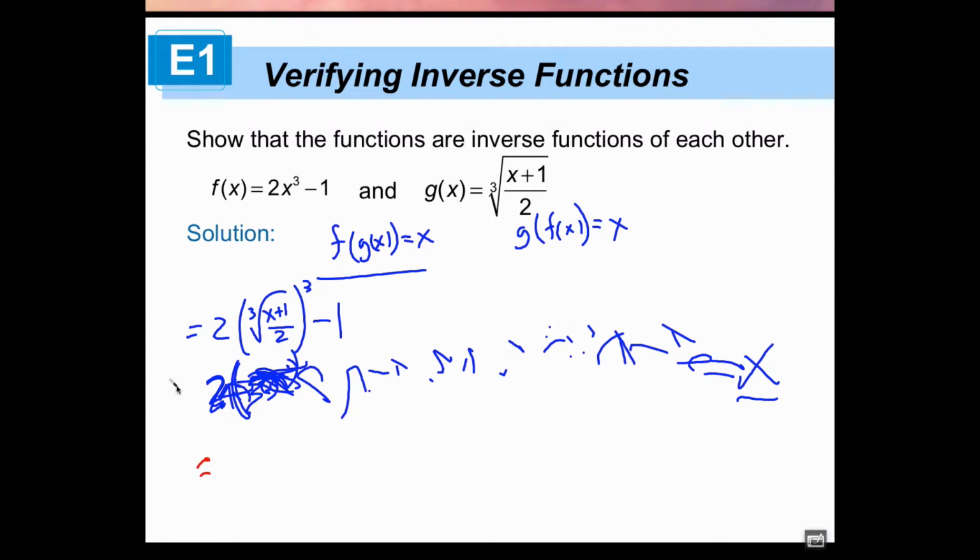g of f of x. Go to g of x, and wherever you see an x, put in this mess. So I get the cubic root of (2x cubed minus 1, plus 1) divided by 2. Okay, so negative 1 plus 1 goes away. The 2's cancel. The cubic root of x cubed is just x, and we verified we're done.